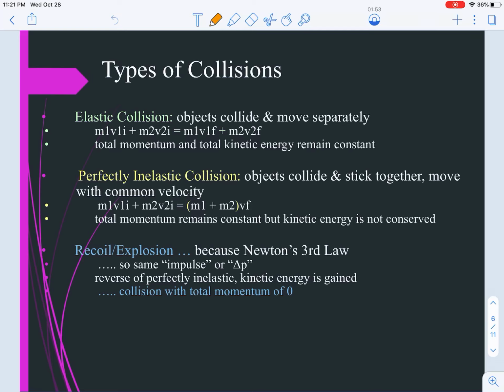Then we talked about recoil or explosion collisions, which are really just a reverse of what we would traditionally see with our perfectly inelastic collisions. So these are the three categories that we discussed in the notes.